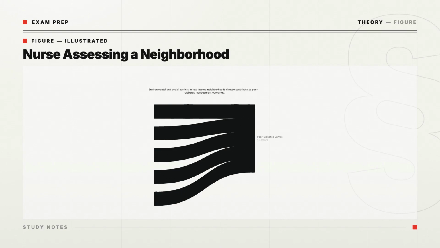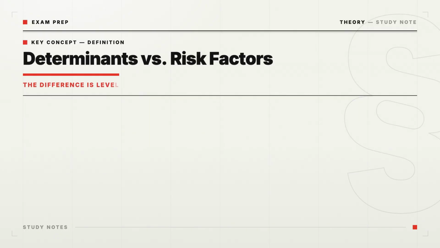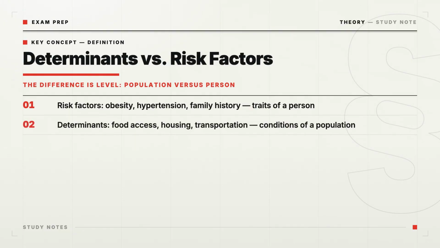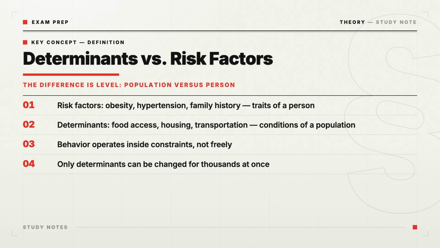Picture a nurse documenting grocery distance, bus schedules, education levels, housing conditions, and safety in a neighborhood with poor diabetes control. None of that is pathophysiology, yet all of it is health data describing the machinery producing the disease. Determinants are often confused with clinical risk factors, but the difference is level. Risk factors are traits of a person, while determinants are conditions of a population that produce those risks at scale. Treating behavior as freestanding is the most common way this reasoning collapses into individual blame, and that asymmetry is the whole argument for working on determinants.